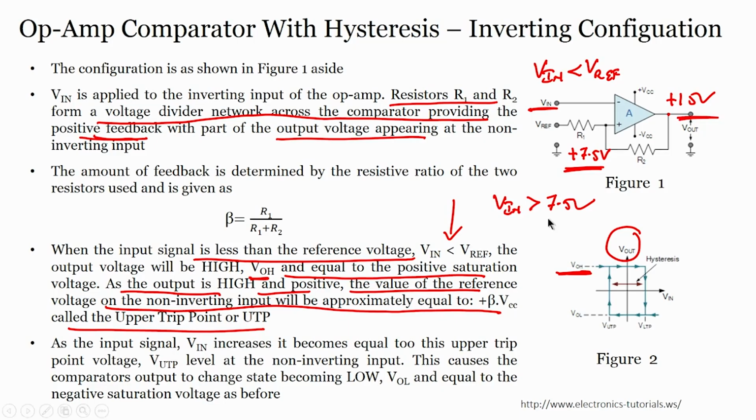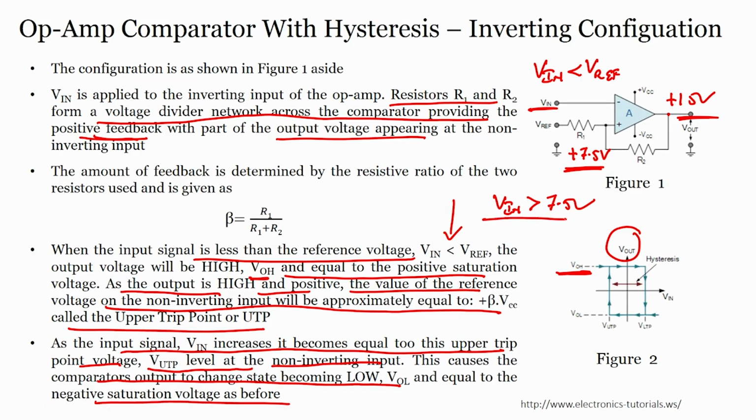Alright. So, as the input signal V in increases, it becomes equal to the upper trip point value VUTP at the non inverting input. This causes the comparator output to change state, becoming low, V OL equal to the negative saturation value as before. That means that initially we are in this condition, right, V in is less than reference, then in that case I have positive saturation, meaning my reference voltage is plus 7.5 volts.